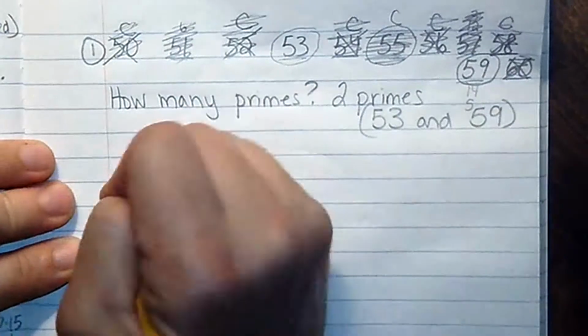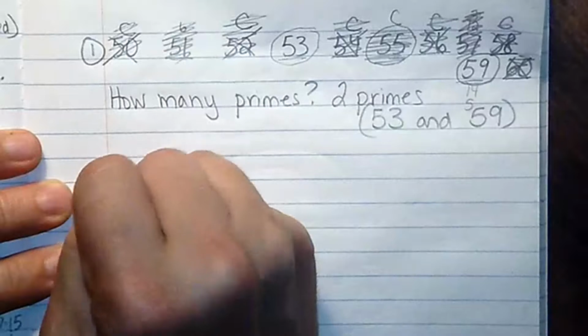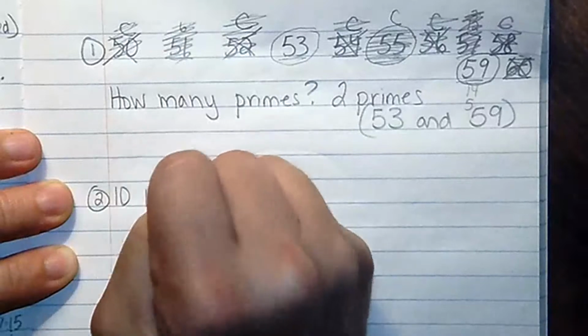Let's try number 2. I'm going to list all of the numbers between 10 and 20. I'm going to write them closer together this time since I learned last time.